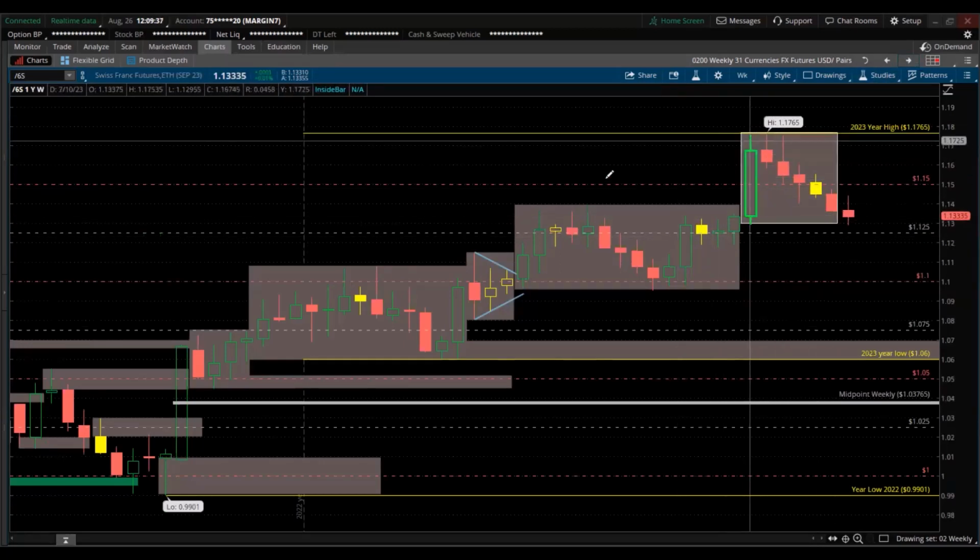And Swiss franc, one of the safe haven currencies, but not necessarily the best ethical or moral country in the history of World War II.